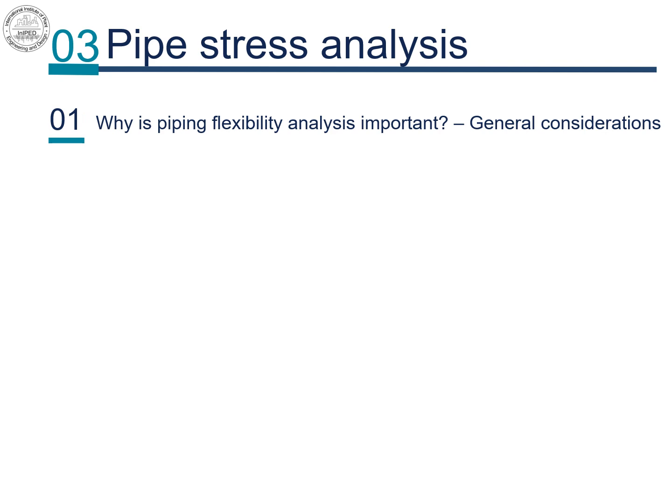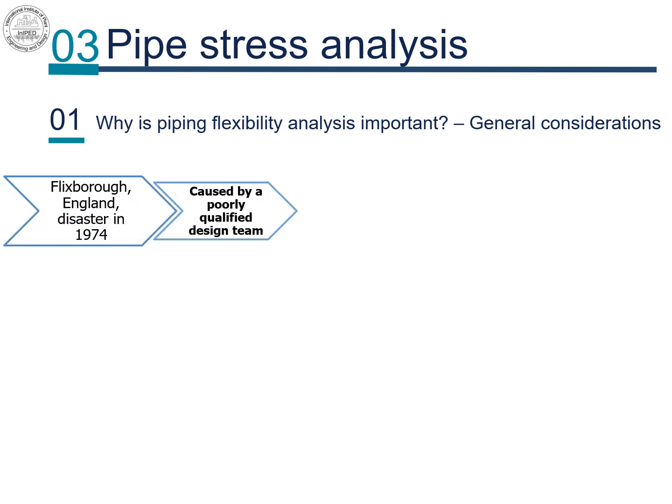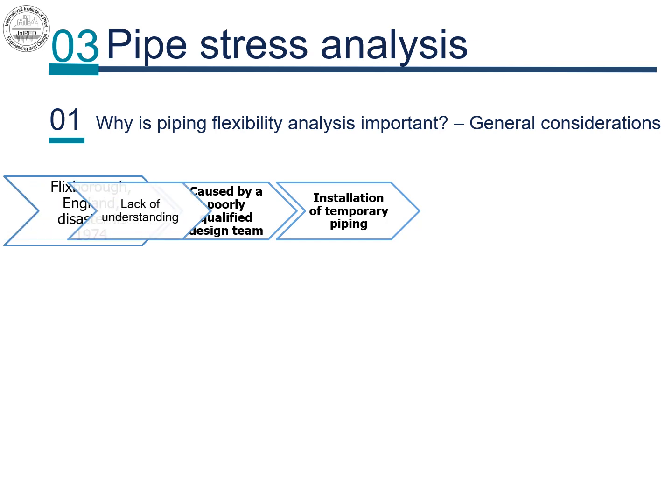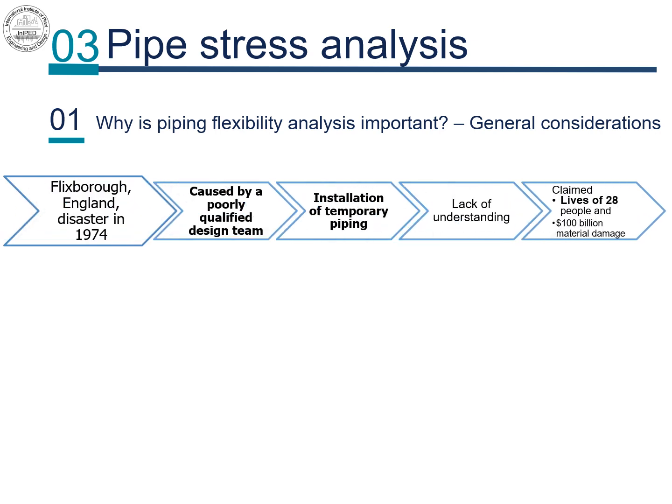All should be cognizant of the Flixborough, England, disaster in 1974. This disaster was caused by a poorly qualified design team that installed temporary piping. Their lack of understanding claimed the lives of 28 people and cost $100 billion in material damage.